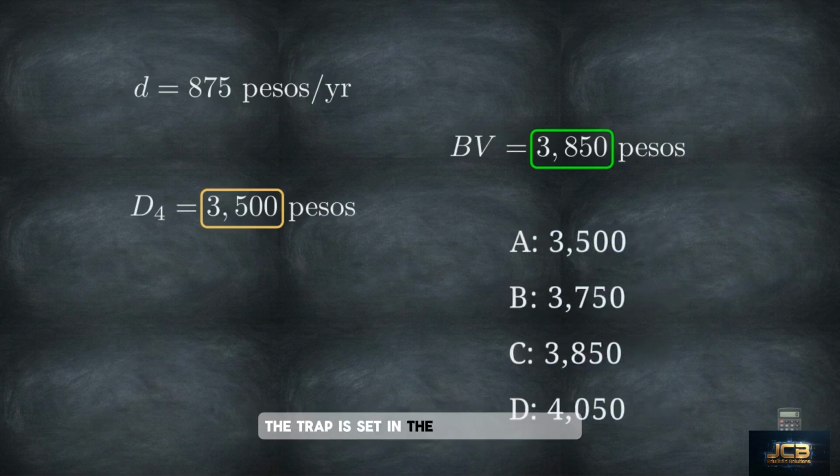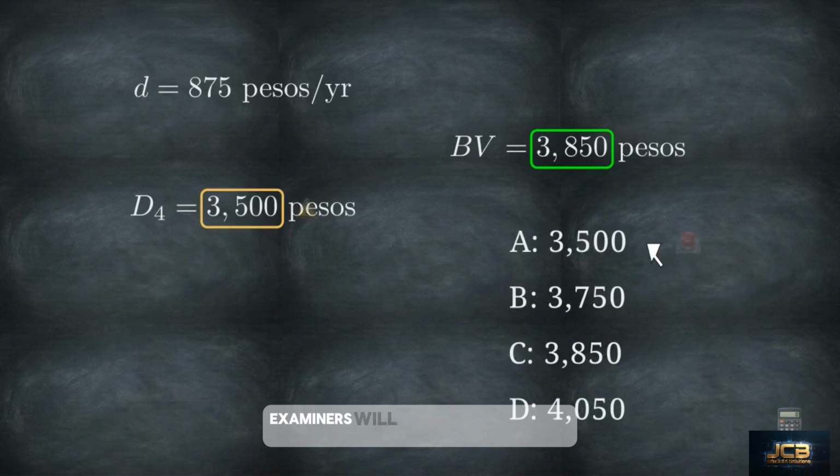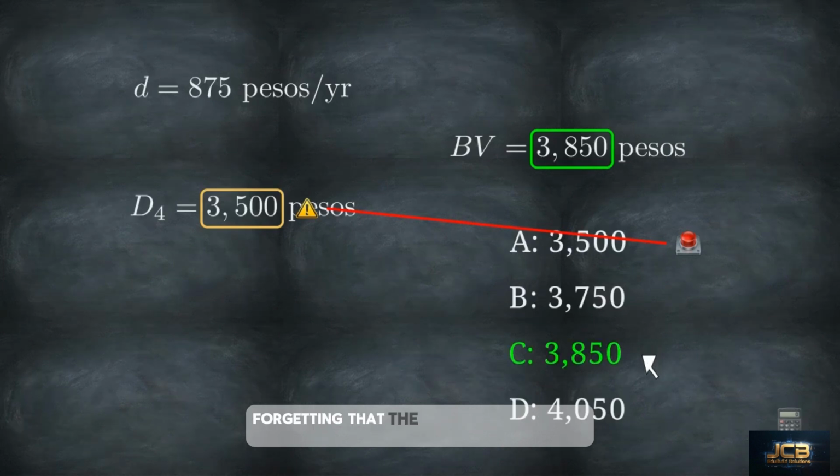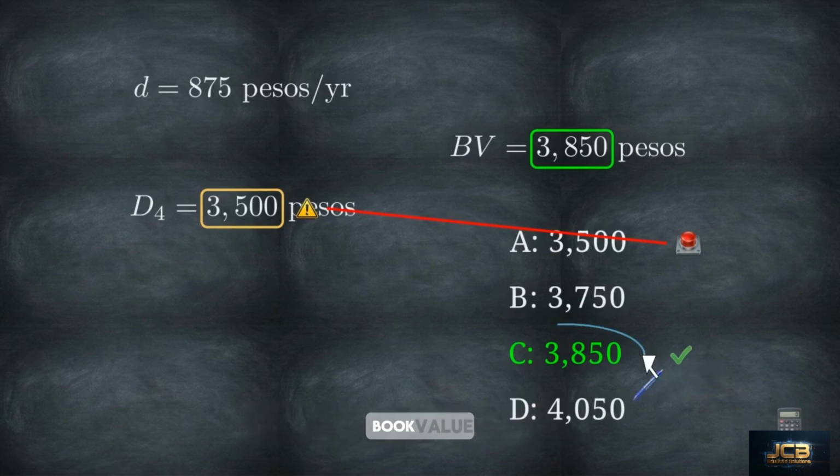The trap is set in the multiple choices. Examinees will calculate the 3,500 total depreciation, see it as an option, and select it, completely forgetting that the prompt required the remaining book value.